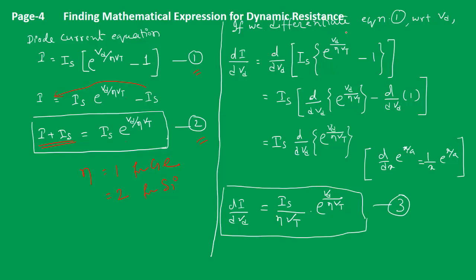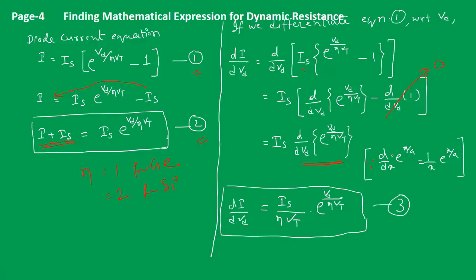So we have differentiated equation 1 with respect to Vd. We can write d/dVd of Is e to the power Vd by eta Vt minus 1, and if we rearrange it, we can write it like this. However, d/dVd of 1 is a constant, so we can write it as 0. So we are getting Is d/dVd of e to the power Vd divided by eta Vt.